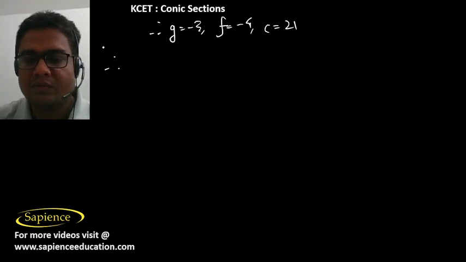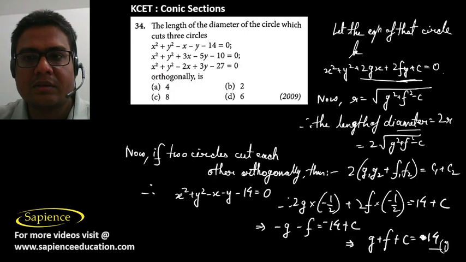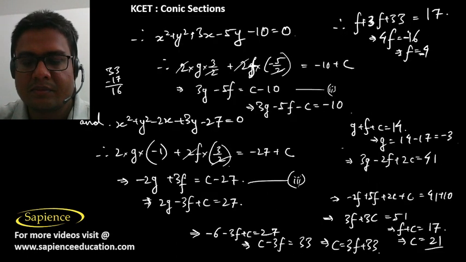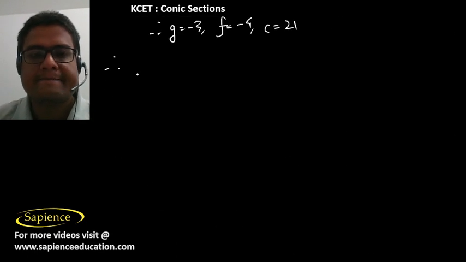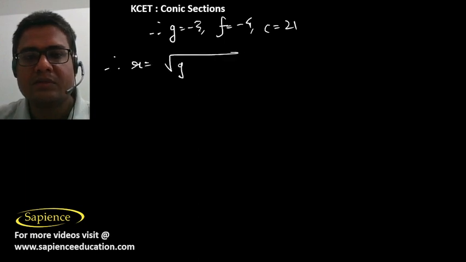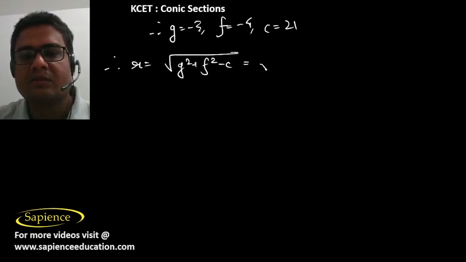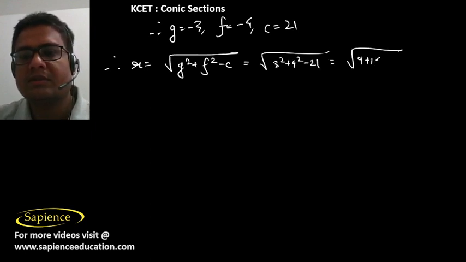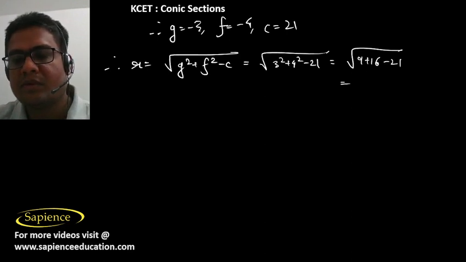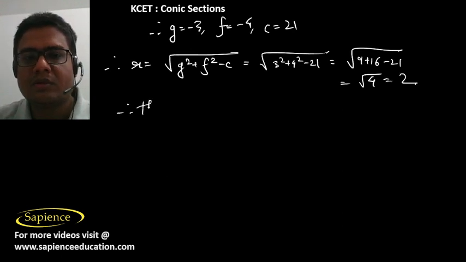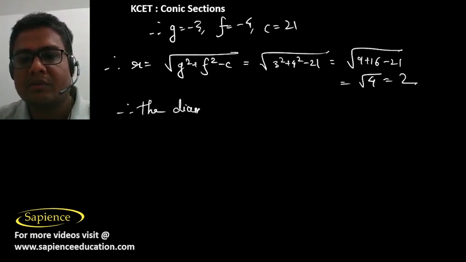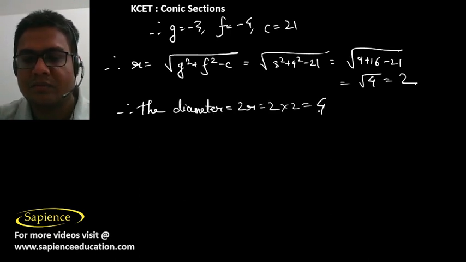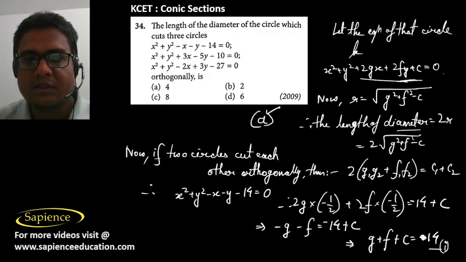So therefore we have to find the length of the diameter of that circle. First we can find the radius. The radius will be the square root of g square plus f square minus c. So that will be square root of 3 square plus 4 square minus 21, that is 9 plus 16 minus 21, that is 25 minus 21, root over 4, that is equal to 2 units. So therefore the diameter will be 2r, that is 2 into 2, that is 4 units. So option A is the correct answer.